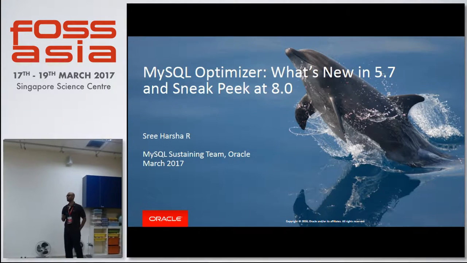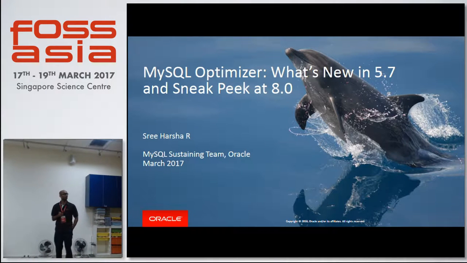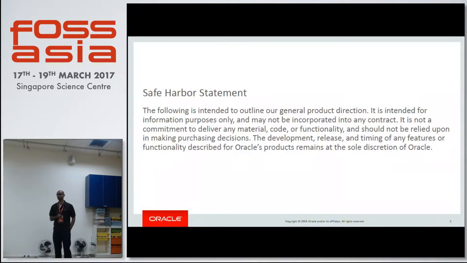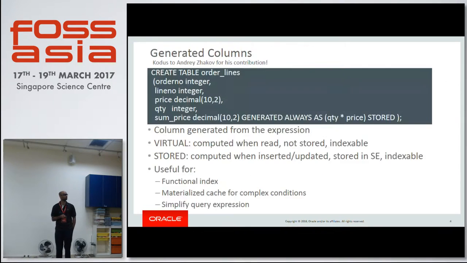So we have two sessions in the evening about generated columns in JSON. So I won't be focusing on the 5.7 part. We'll skip over to the 8.0. So this is the standard safe harbor statement.